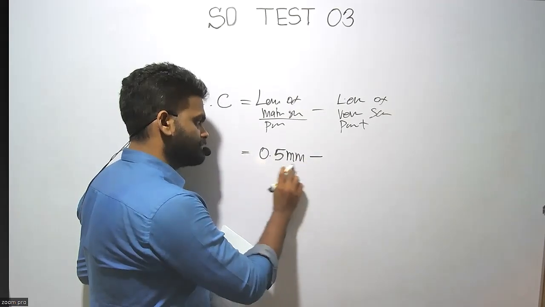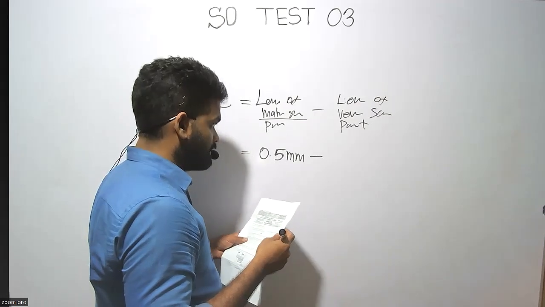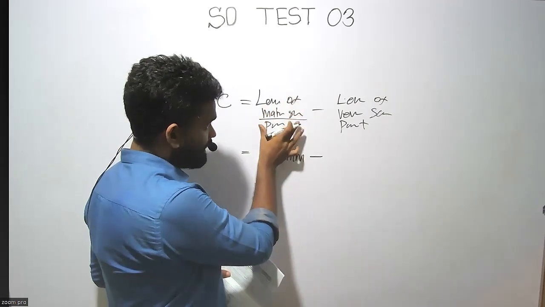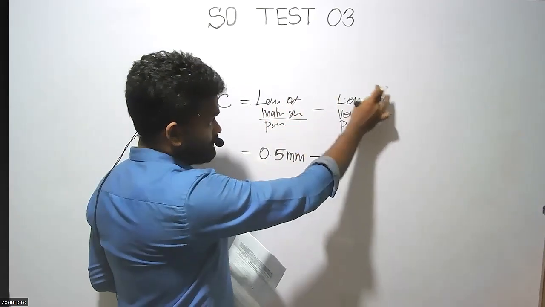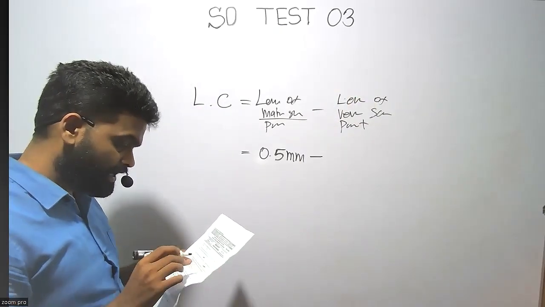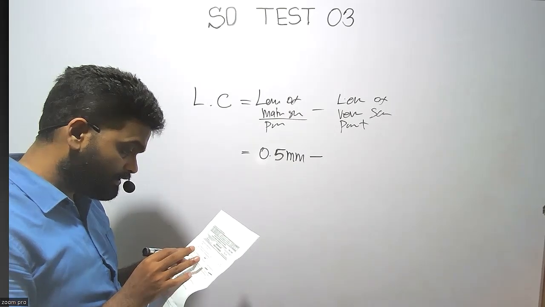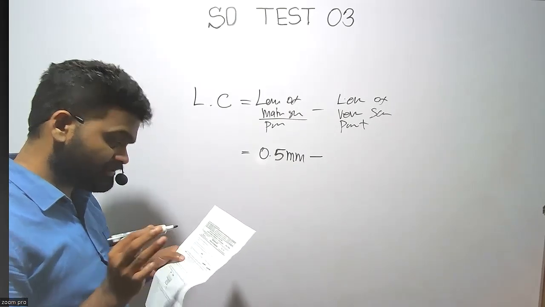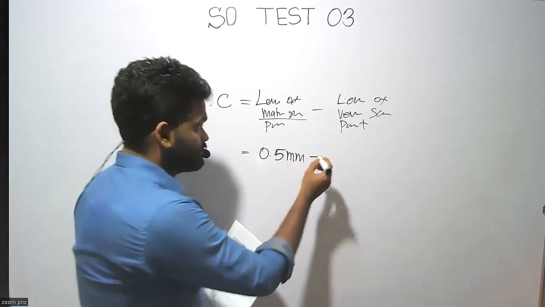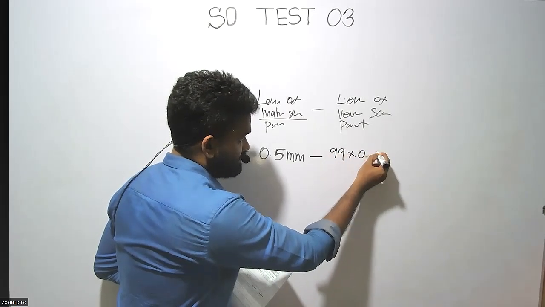Right, here 0.5 millimeters. So this is the length of a main scale part. Then we need to get the length of a vernier scale part. So in the vernier scale, what do they say? 99 number of main scale divisions. So 99 number of main scale divisions.